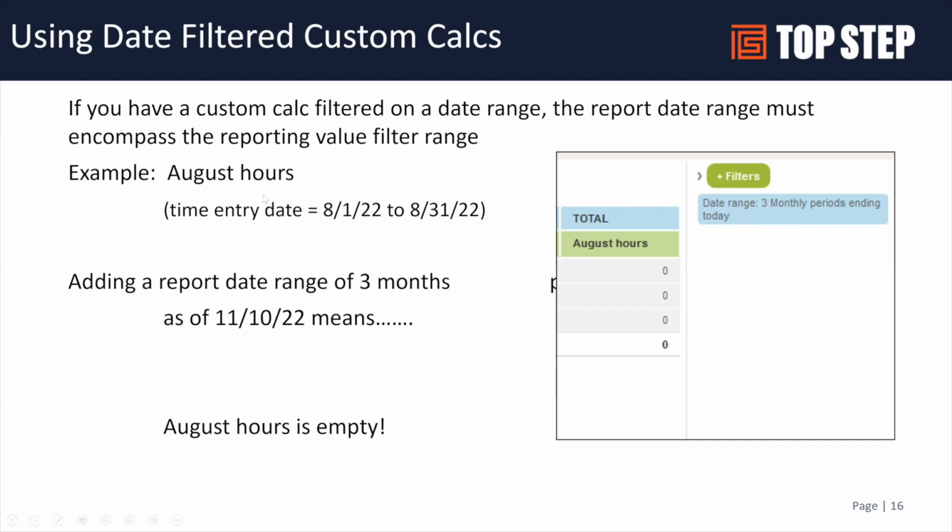In our example here, we created a custom calc called August hours. We've got a hard-coded date in the custom calc. We added it to a report. We got a 3-month report going November, October, September. August is not in that report, so the August hours is null. So different behaviors, different scenarios, but be aware. We generally try to avoid custom calc dates unless we have to. They can just get a little tricky, and the report building can get a little tricky. So generally, we try to avoid that if we can.